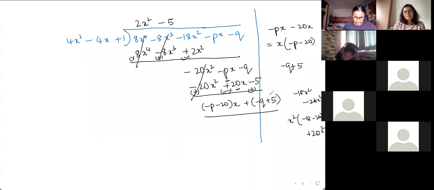Since it's exactly divisible here, this remainder should be equal to 0. So it has to be completely 0, meaning the coefficient of x should also be equal to 0. The constant term also should be equal to 0. Do that independently, you get it.